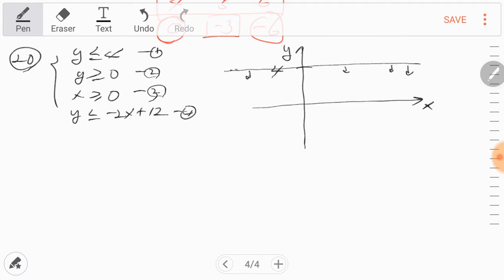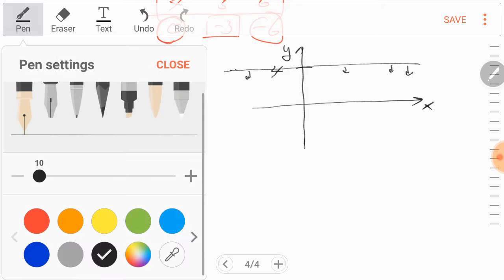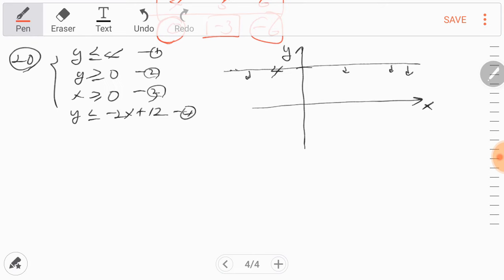Okay, the second one is y is greater than 0. Y is greater than 0 is a horizontal line. This is 0. So all the area greater than this, above the red line. The next one is x is greater than or equal to 0. X equals 0 means a vertical line, and there's an equal sign, so it's a solid line. And x is greater than 0 means the area on the right side of the line.